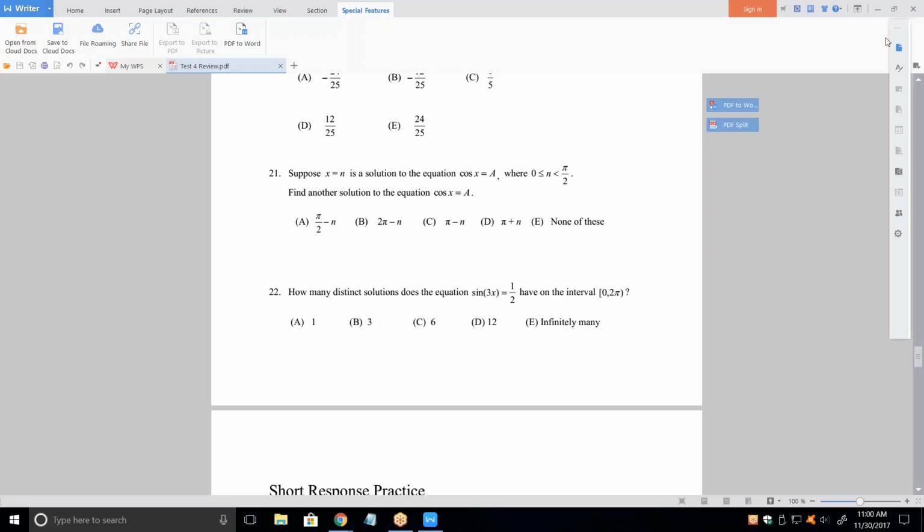How many do we have here? Well, it looks like it goes to something else. In fact, I think we might have done 22 also. Yeah, we did do 22 because our domain expanded from 0 to 2 pi to what? The answer was 6. It went from 0 to 6 pi. Okay.